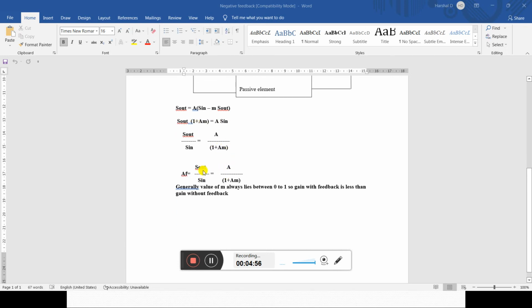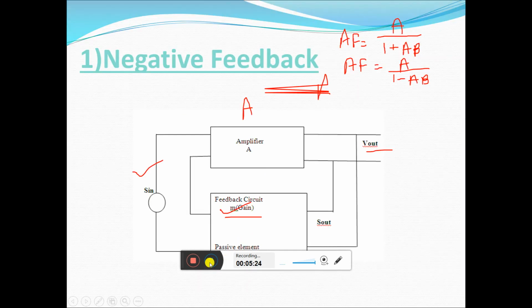Now S out divided by S in, the output signal to the input signal, is the closed loop gain, which is the open loop gain A divided by 1 plus A beta. Generally the value of beta is always between 0 and 1, so the gain with feedback is less than the gain without feedback. This is the gain formula for negative feedback. Negative feedback is useful for amplification, and positive feedback is useful for oscillation.